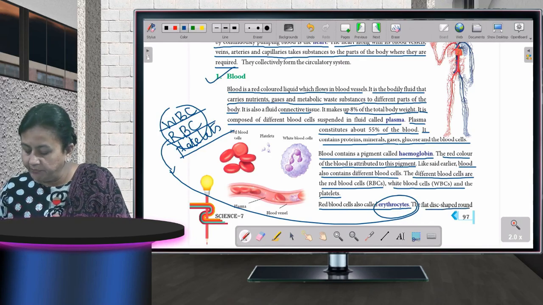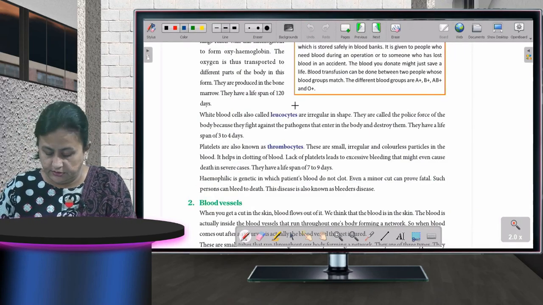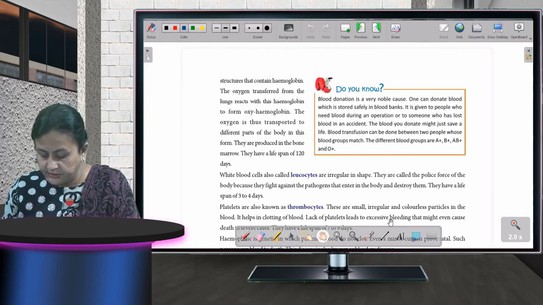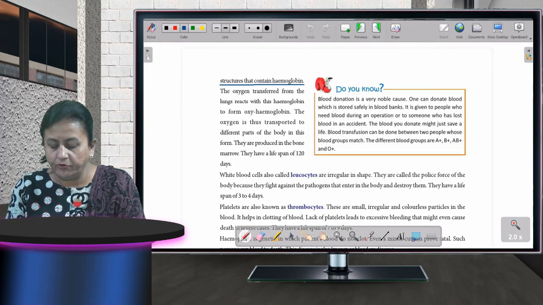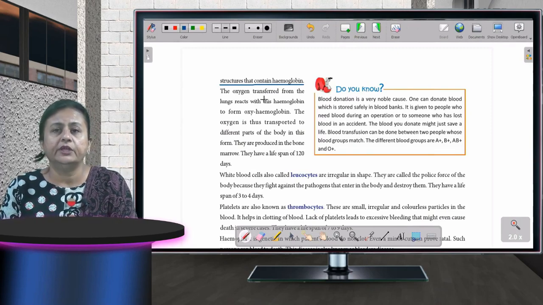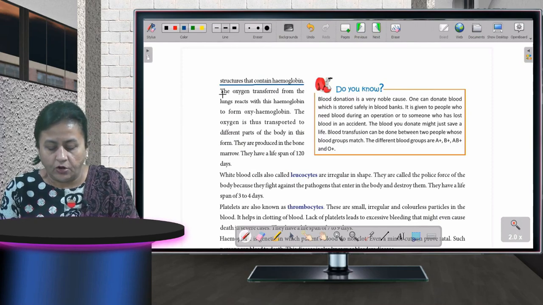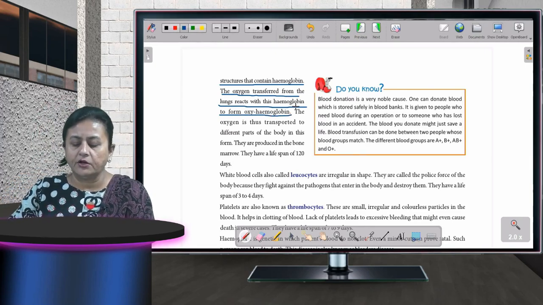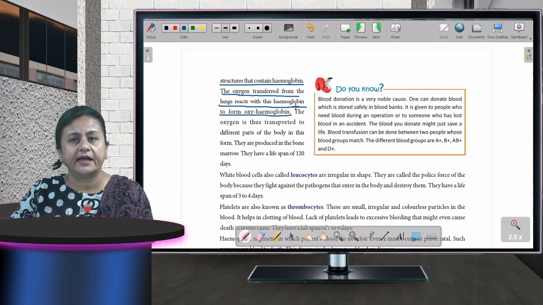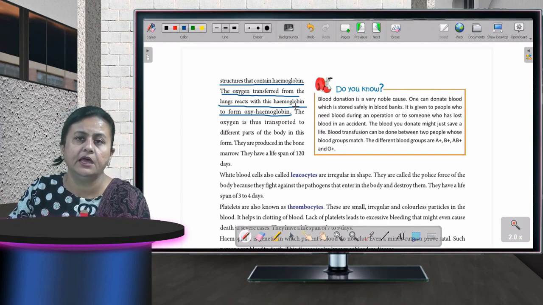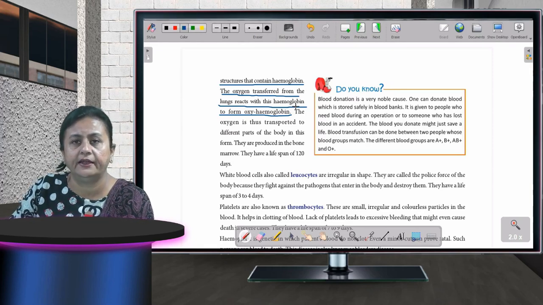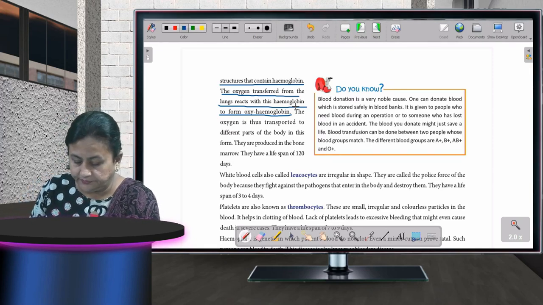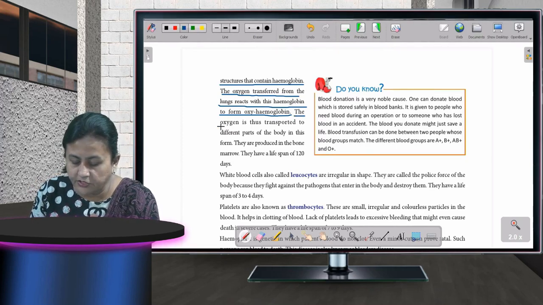They are flat disc shaped round structures that contain hemoglobin. So RBCs, what do they contain? They contain hemoglobin. The oxygen transferred from the lungs reacts with this hemoglobin to form oxyhemoglobin. Okay, fine children. The oxygen that is transferred from the lungs, what does it react with? It reacts with hemoglobin, which is present in RBC, or if I say erythrocytes. Fine. The oxygen is thus transported to different parts of the body in this form.